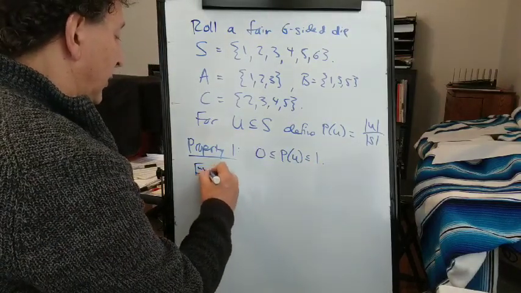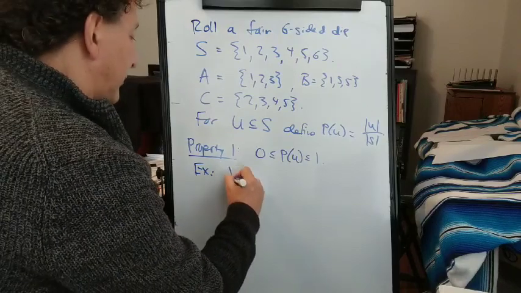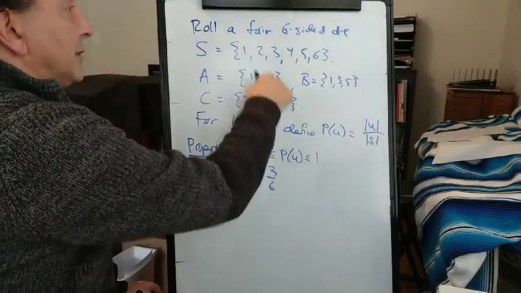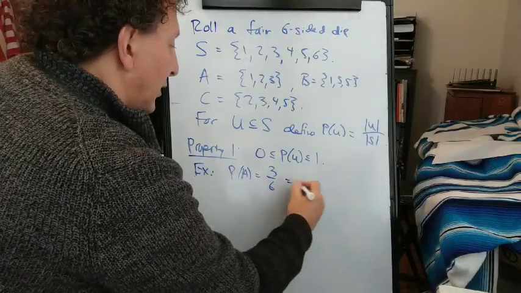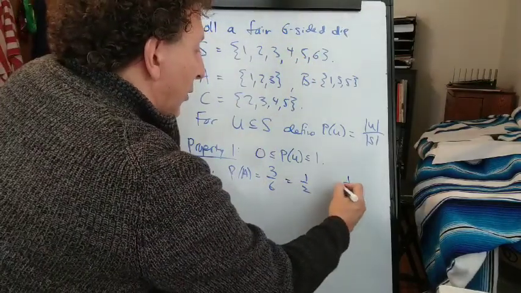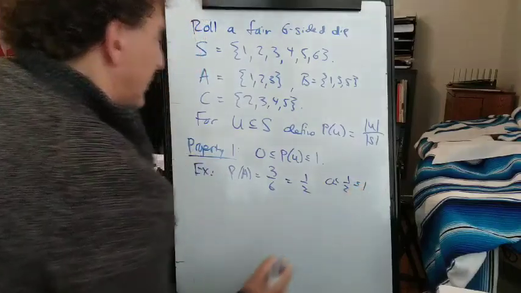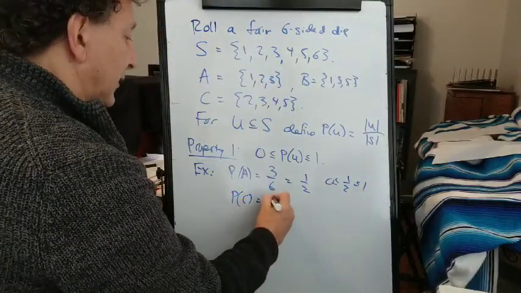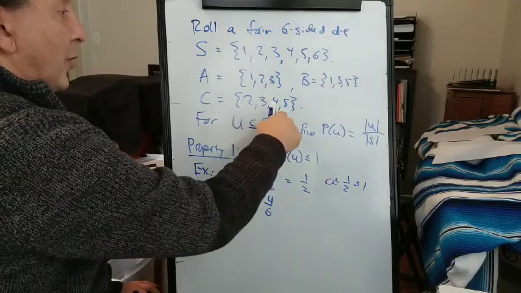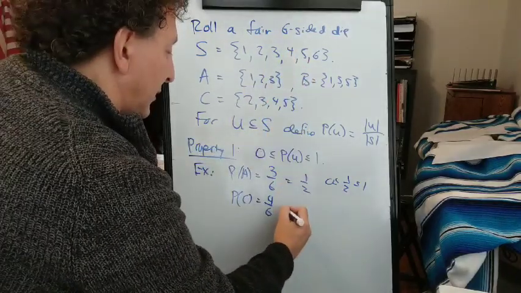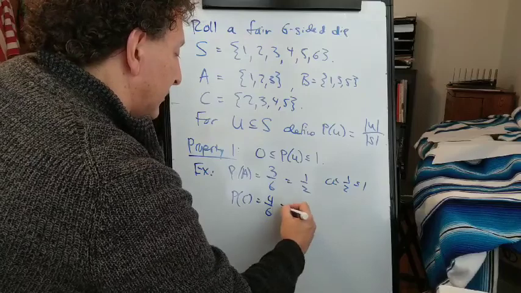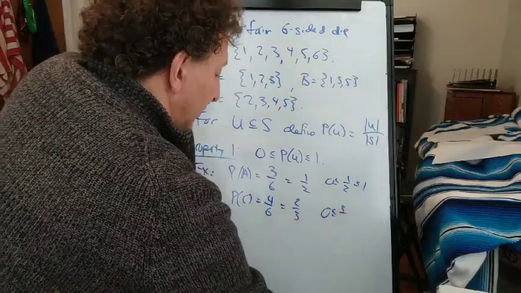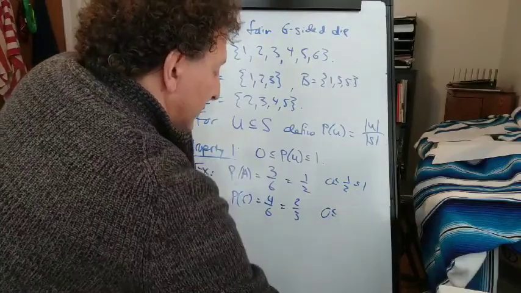So for example, we have probability of A is 3 over 6, 3 elements over the total 6 in S, which is 1/2, and 1/2 is between 0 and 1. Same thing for B. Probability of C is 4/6, 4 elements over 6 elements, and that's 2/3, and 2/3 is between 0 and 1.